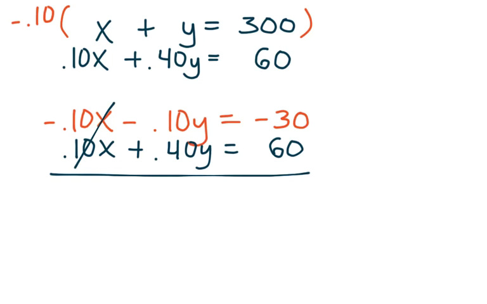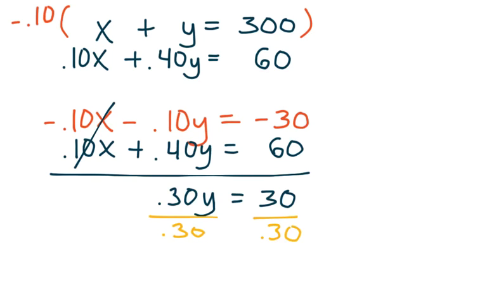Negative 0.10y added with 0.40y sounds like we really have 0.30y, or really just 3/10 y. And this is equal now to just 30. So if we divide both sides by 0.30, we will have a solution for y. So in this case, we can see that when we do our division, y will equal 100.